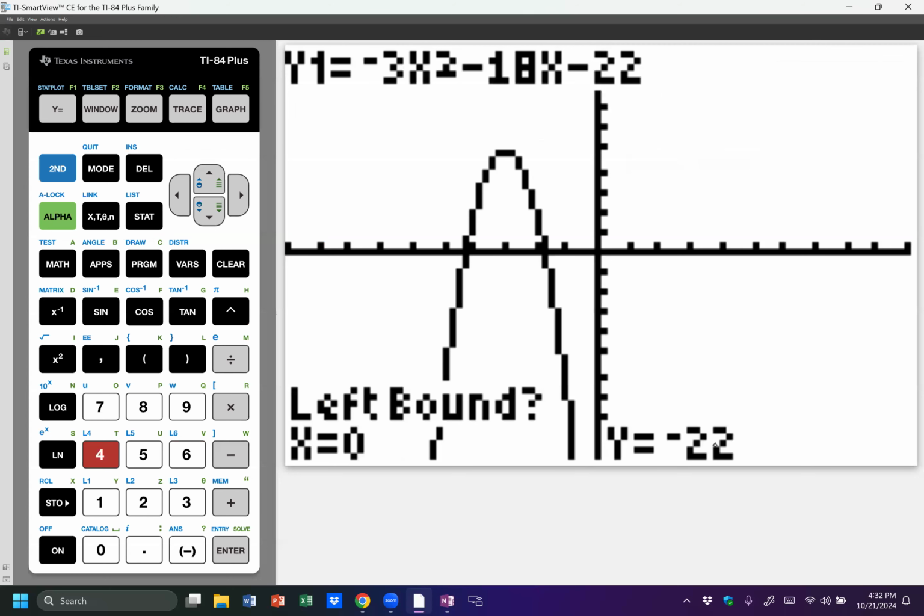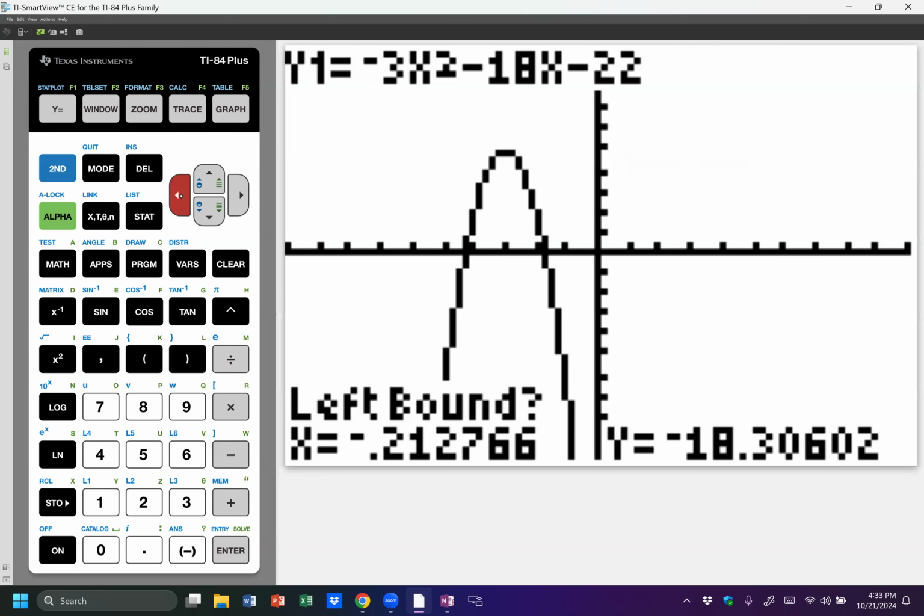It says left bound. Again, I can't see my cursor. I want this Y. The Y right now on my screen says -22. I need this number to be closer to 0. So I'm going to hit my right and left arrow. It's getting closer to 0, so I'm going to keep hitting the left arrow. So there's my cursor, but I need it on the left side. So I want it to go over the top and go to the left side of my graph.